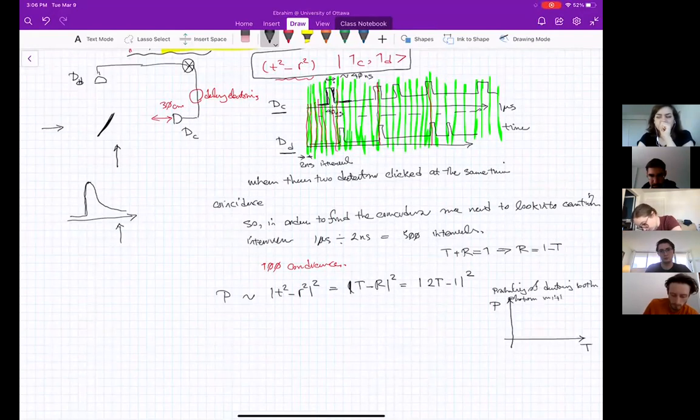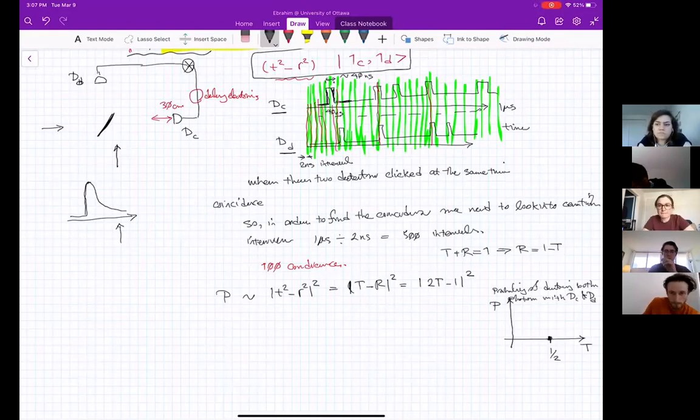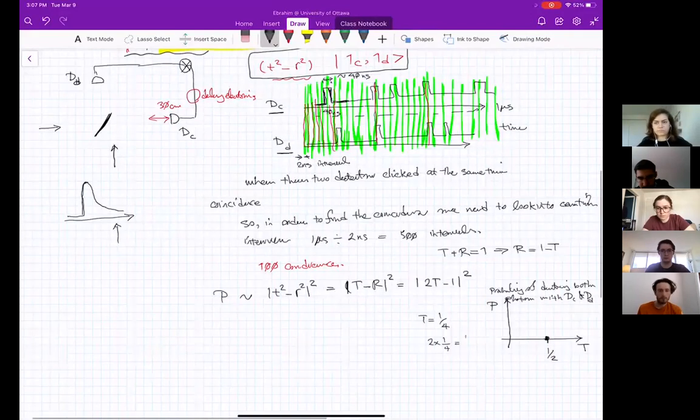With detector C and detector D. Transmittivity, when transmittivity is 1/2, that will be 0, clearly. Okay, you can plot it. So when t is equal to 1 divided by 4, you will get 2 multiplied by 1 divided by 4, which is 1/2, minus 1/2, so it is going to be 1/2.